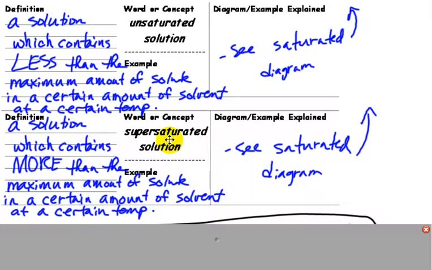And supersaturated: a solution which contains more than the maximum amount of solute in a certain amount of solvent at a certain temp. Kind of a mouthful there, but it makes sense when you think about it. And of course the process for this is heating it up, dissolving more, then gradually cooling it down.